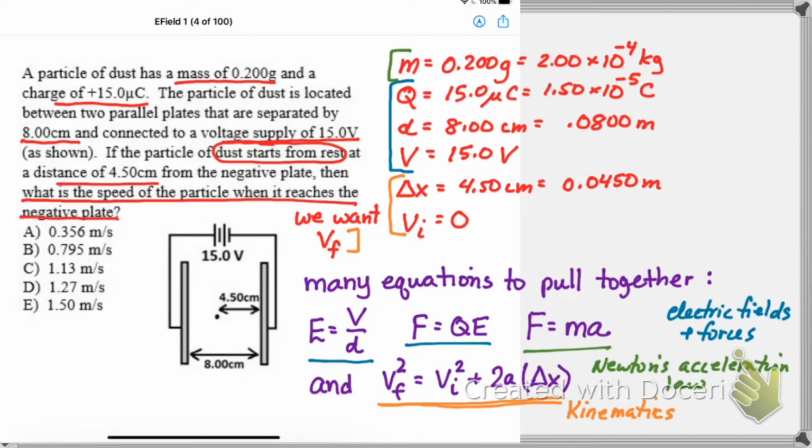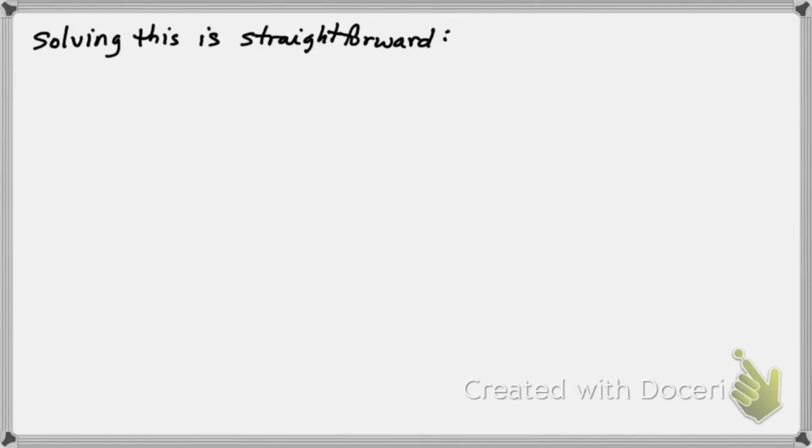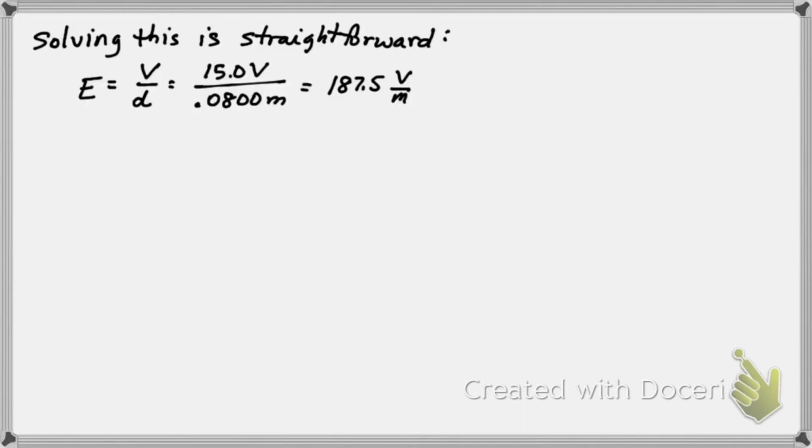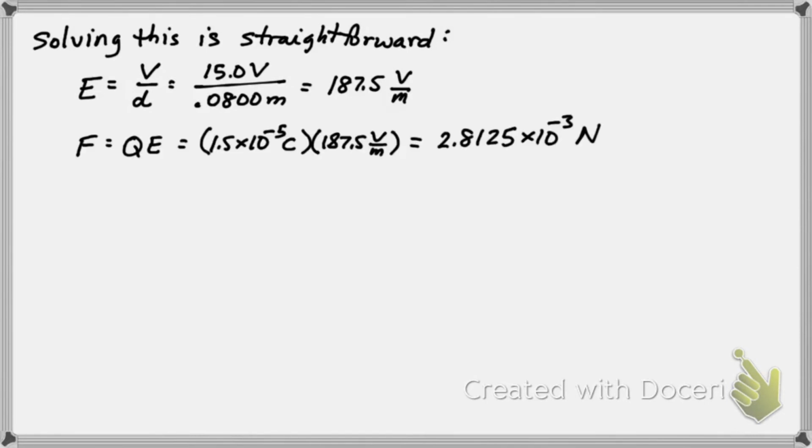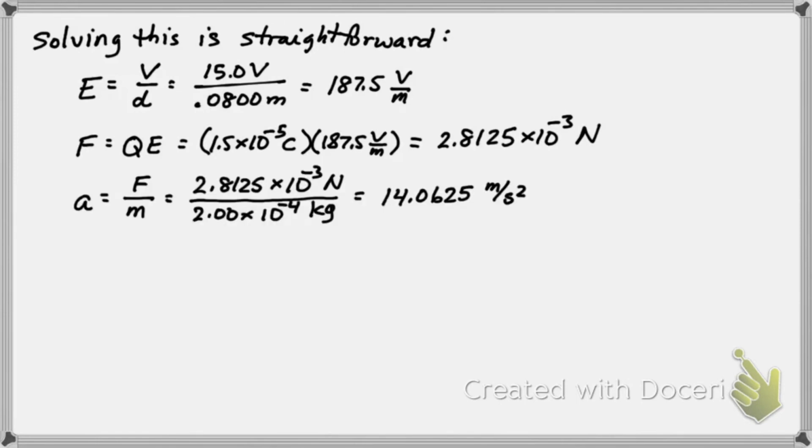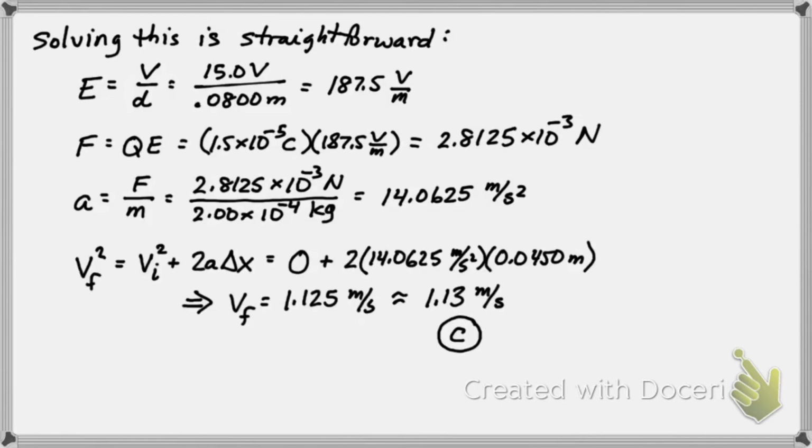Now, once you do pull them all together, solving the problem is really easy. It's a plug and chug, as we call it. You plug in, find the electric field. That's the first formula. Use the second formula, find the force on this particle of dust. Use the third formula, find the acceleration. You do have to rearrange F equals ma because you need to solve for a. Then use your kinematic formula to solve for the final velocity.